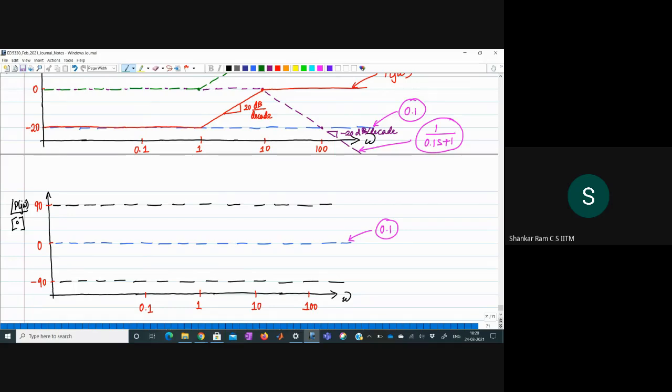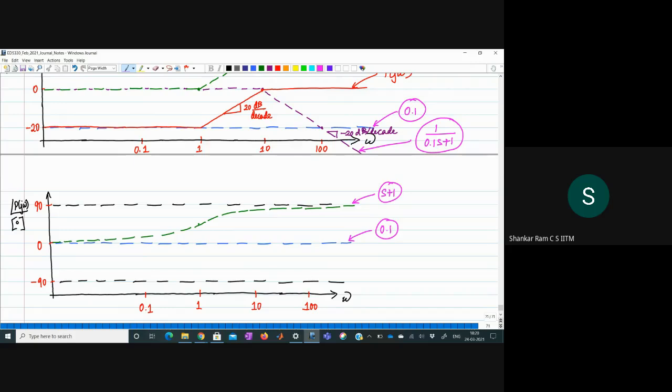If you recall, the phase will start from 0. It will go to 45 degrees at the corner frequency, and then it will go to 90 asymptotically. The corner frequency is 1, so this will go to 45 at the corner frequency. So the phase plot is going to be something like this. It will go to 45, and then it will go to plus 90. Okay, so this is the phase plot of s plus 1.